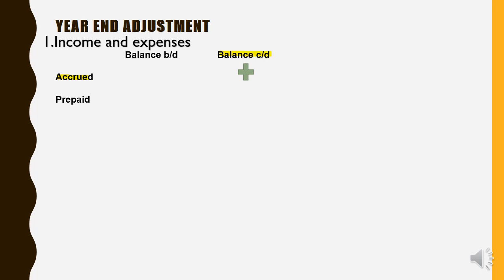And the next one is prepaid. Prepaid means you overpaid. You overpaid means we already over-recorded, so we need to minus at the end of the year. But the same thing, when it comes to balance b/d, which is the opening: accrued we will minus, prepaid we will add. Remember this, very important whenever you do the year-end adjustments. Accrued balance c/d plus, prepaid balance c/d minus. The balance b/d will be the other way around.